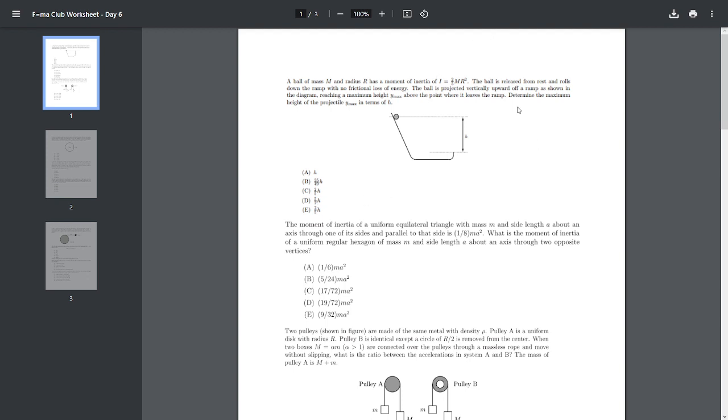All right. So, first question: a ball of mass m and radius r has a moment of inertia of 2/5 mr squared. The ball is released from rest and rolls down this ramp with no frictional loss of energy, then is projected vertically upward off the ramp, shown in the diagram, reaching a maximum height of y max. Determine the maximum height in terms of h. All right, so let's start doing this problem.